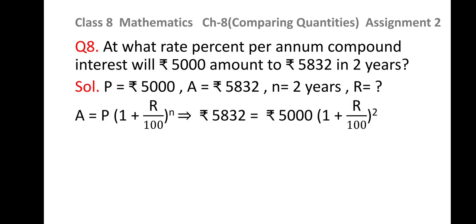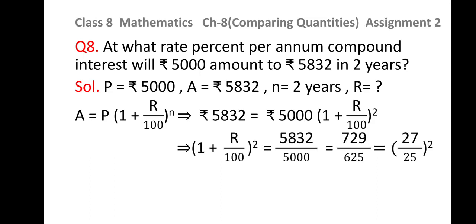We know the formula: Amount is equal to principal bracket 1 plus R over 100 raised to the power n. So putting the values, 5,832 is equal to rupees 5,000 bracket 1 plus R over 100 raised to the power 2. Now this 5,000 will be shifted below 5,832.